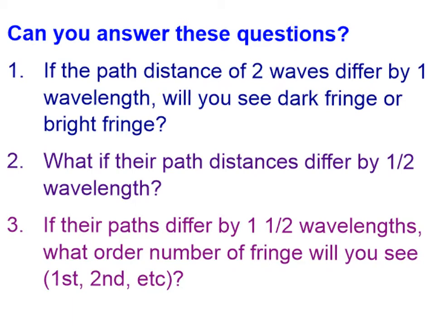So now, knowing what you know, you can pause the video and ask yourself these questions. If the path distance of two waves differ by 1 wavelength, are you going to see dark fringe or bright fringe? What if the path distances differ by half of a wavelength? If their paths differ by 1.5 wavelengths, what order number of fringe are you going to see? Pause the video and see if you can figure these out, and I'll give you the answers on the next frame.